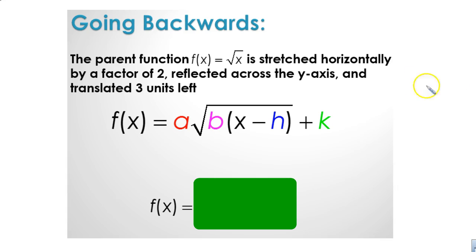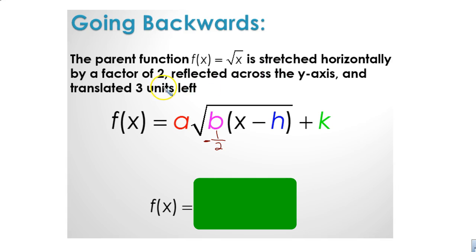Another example here. The parent function is stretched horizontally. Well, horizontally is left and right, and that's inside. But remember, those stretches behave weird. It's not going to be a factor of 2, it's actually going to be a fraction 1/2, where that 2 is in the denominator inside. Reflected across the y-axis. That means the negative has to be inside in front of b.